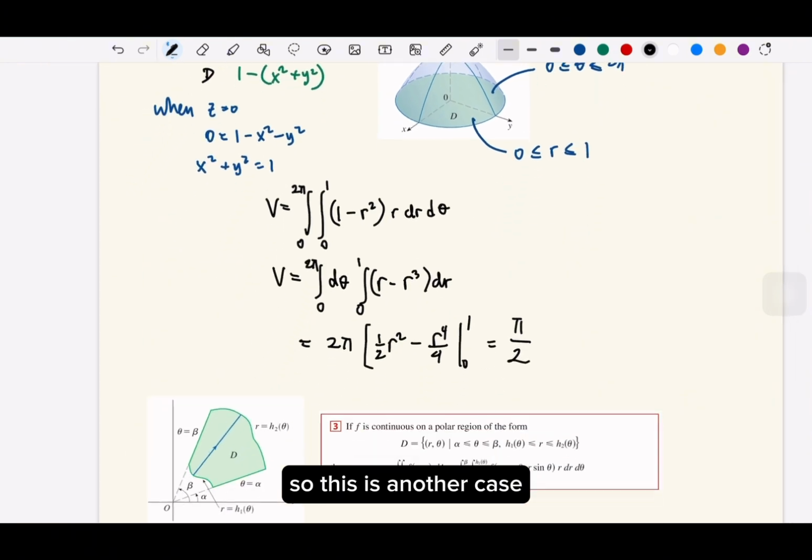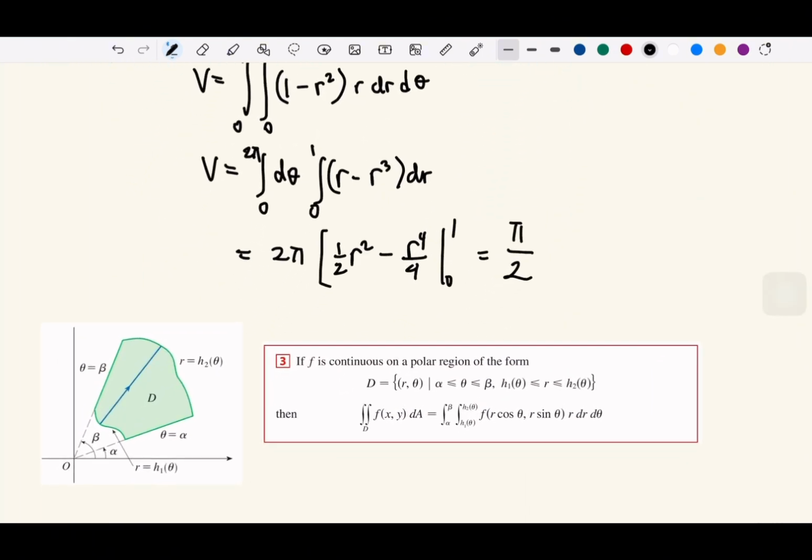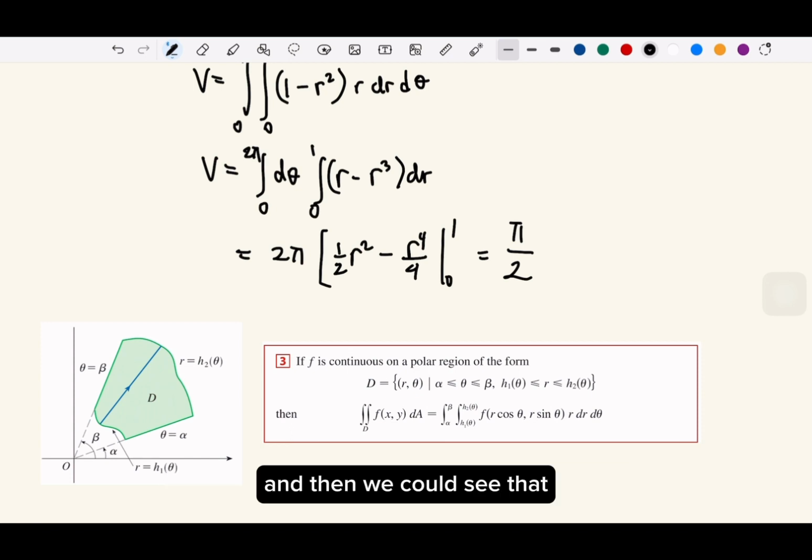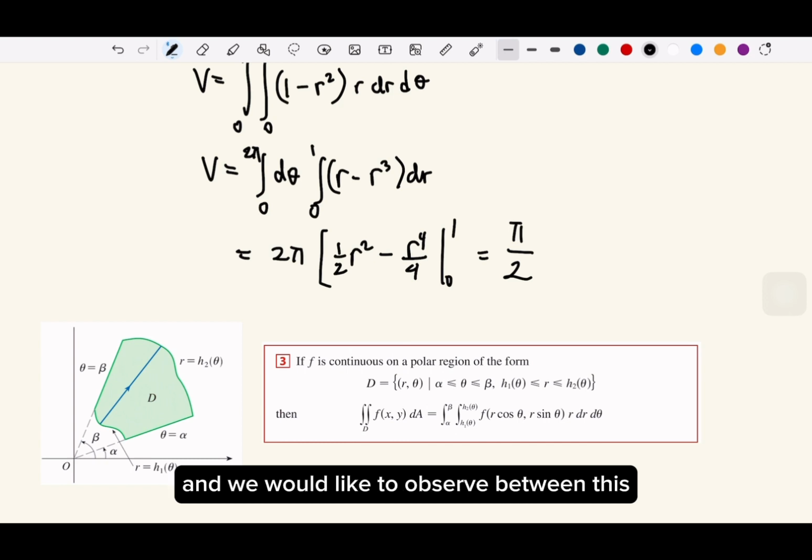So this is another case, and another statement. If we define the curves or the endpoints, for example, some random curves here, we could see that this part of the curve is a function of theta, and another one here is also a function of theta, and we would like to observe between them, according to theta from alpha to beta.